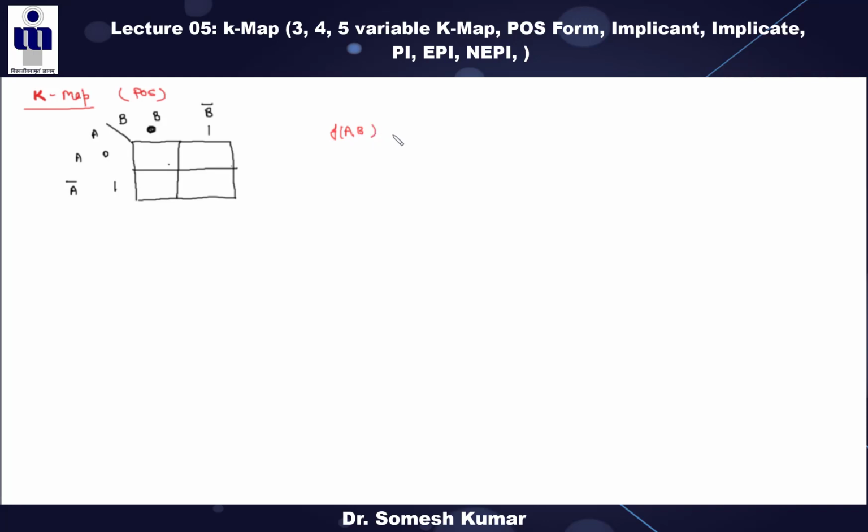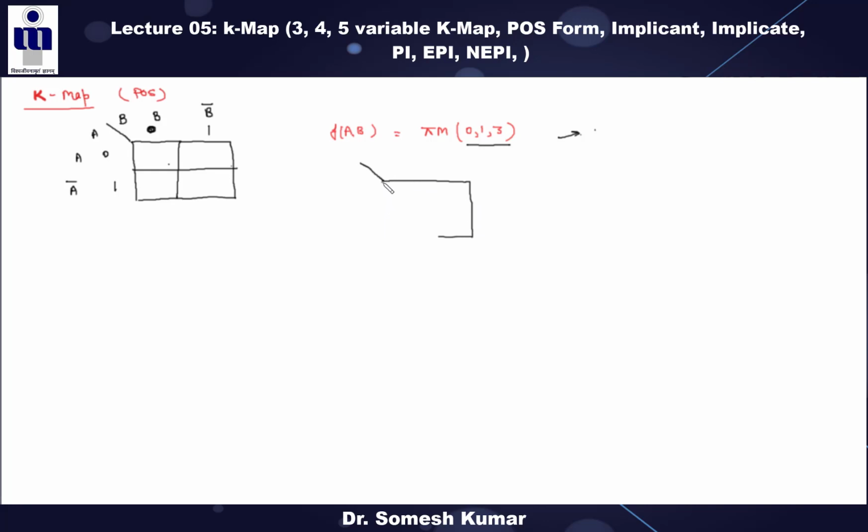So this is a two variable function, and this is the POS form. This is the standard way to represent the POS form, a product of sums. The max terms are 0, 1, 3. What is the meaning of max terms? It means that at these positions, your expression is 0. So how do we make the K-map for this particular function?